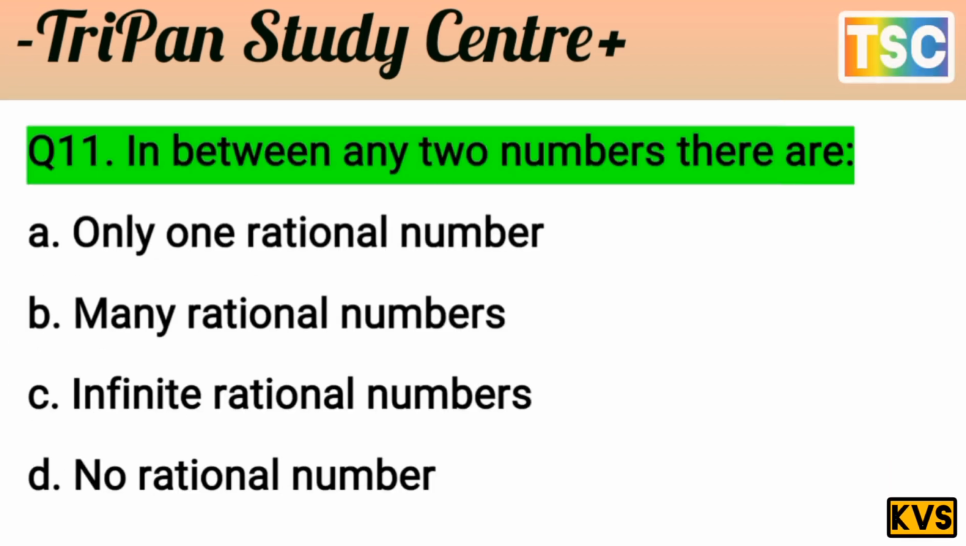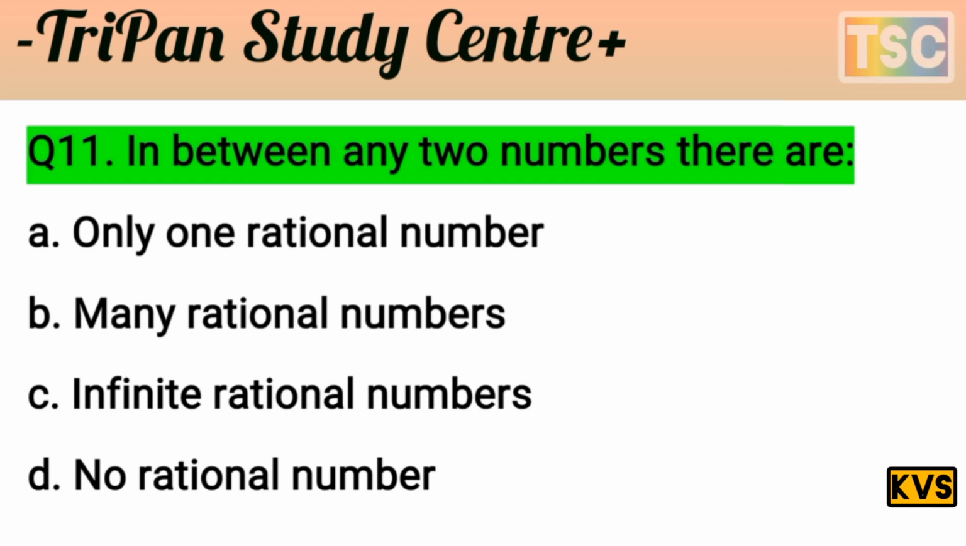Next question arrives here. That's important. The question is: in between any two numbers there are. That's a clear question for the exam. In between any two numbers there are: A, only one rational number, B, many rational numbers, C, infinite rational numbers, and D, no rational number.